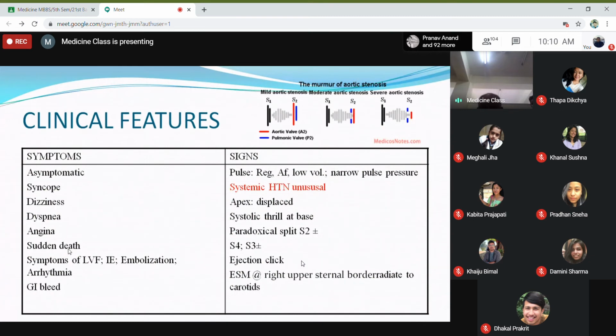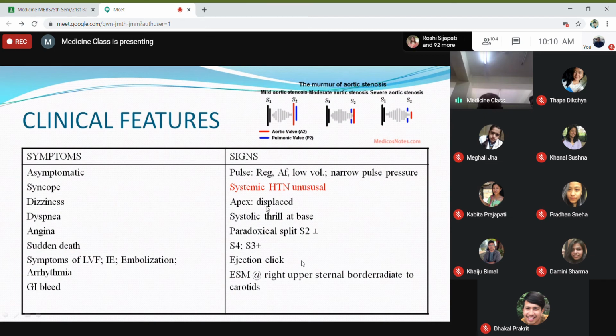The appearance of symptoms is also very much related to the natural history of the disease. So if you have syncope, then the patient will have a lifetime survival of around only 3 to 5 years. If the patient has angina or sudden death, then it may be less than 1 year or 1.5 years, something like that. So the appearance of symptoms generally correlates with the natural history of the disease.